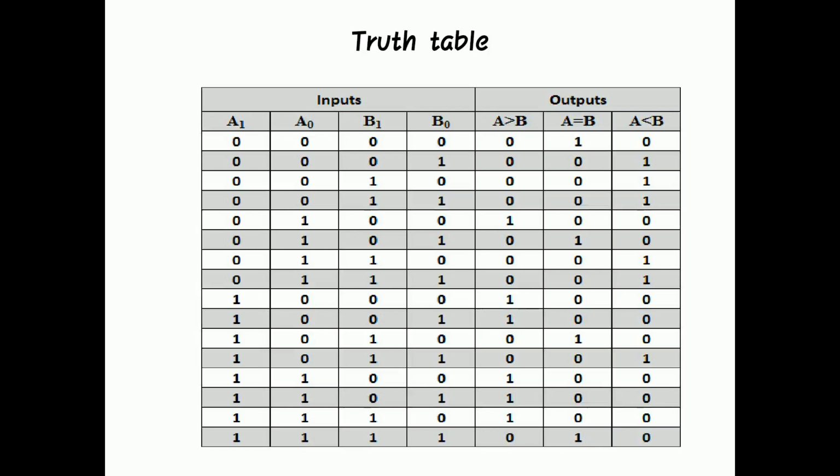First I will tell the first 2 rows; the rest you can work out. First, A1, A0, B1, B0 are all 0. Consider A1, A0, these two are 0, and B1, B0, these two are 0. So what is the case here? A is equal to B. So I put A equal to B as 1, the rest 2 as 0. Now go to the second: A1 is 0, A0 is 0, B1 is 0, B0 is 1. That is, A is 0, B is 1. So A is less than B.